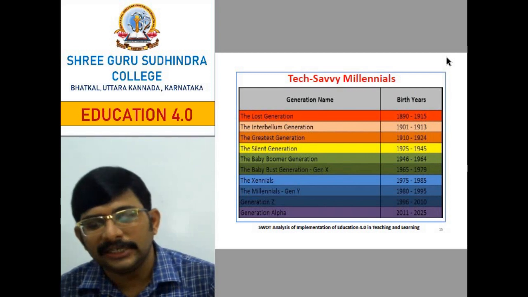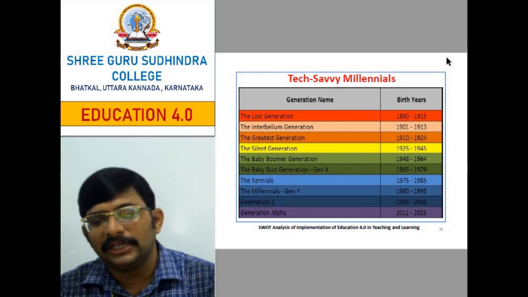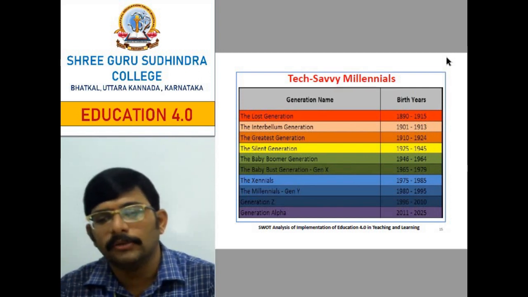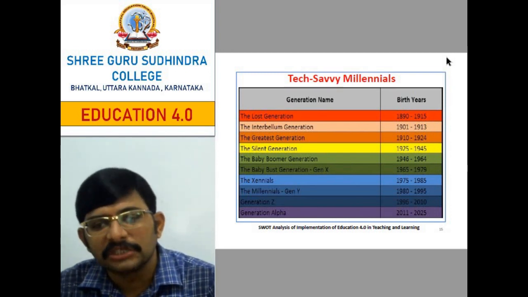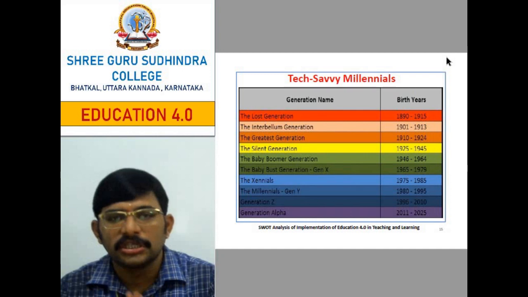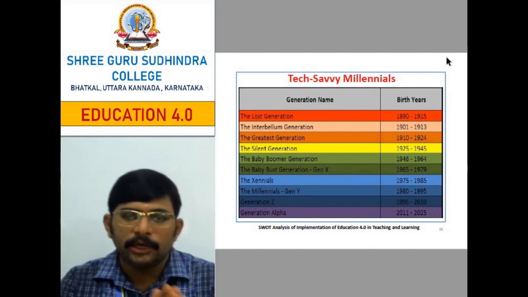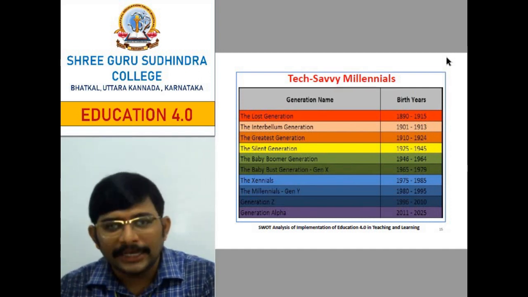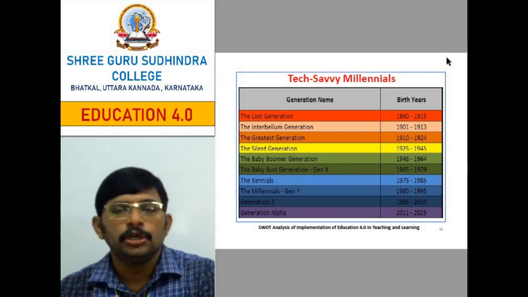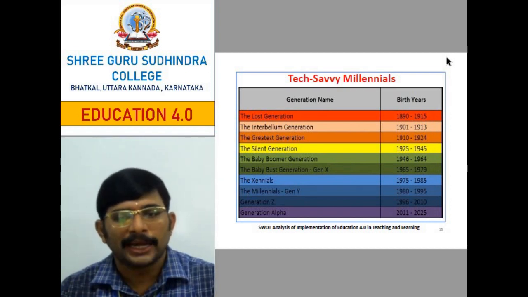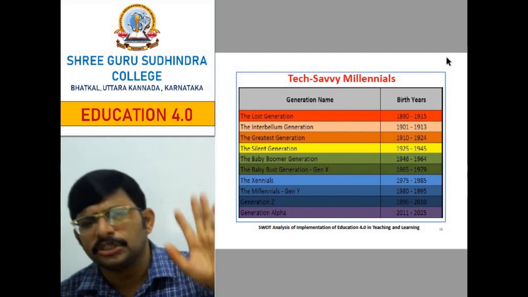If you are from the 1980s, you can check that between 1975 and 1985, that particular age group is called the Zillennials. Then we call Generation Y, Generation Z and Generation Alpha. And currently, if you are a teacher teaching in pre-primary, primary, high school, PU, UG or post-graduation, you will be in this particular bracket. You are dealing with Generation Alpha students. I'm not going to talk anything about Generation Alpha.